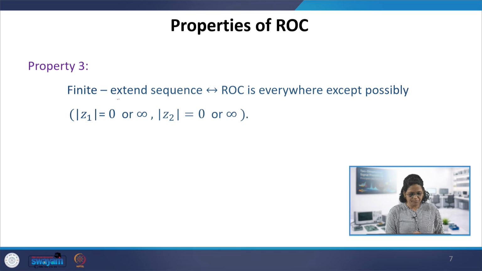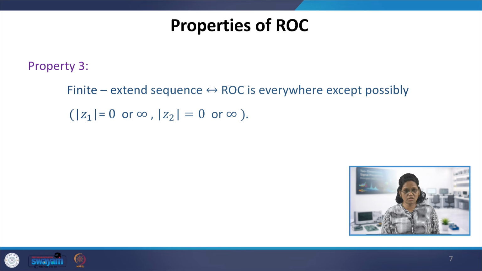So similarly, for finite extent sequences, the sequence which is spreading from 0 to infinity has a finite support. In that case, the extents n1 and n2 are finite values, so the ROC is everywhere. That means in this z plane, except the points where z1 and z2 go to 0 or infinity, which make X of z1, z2 infinite.